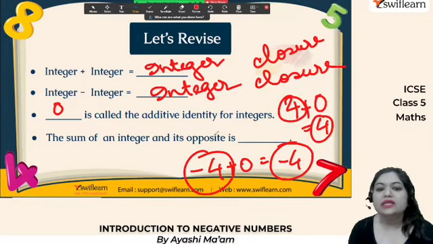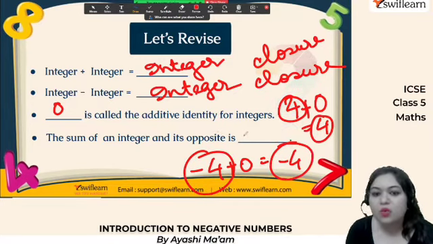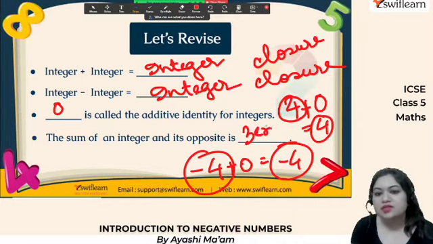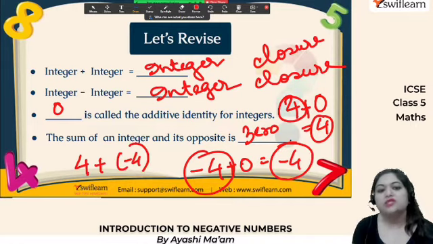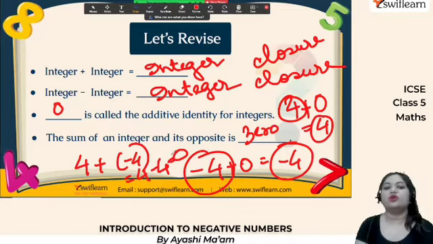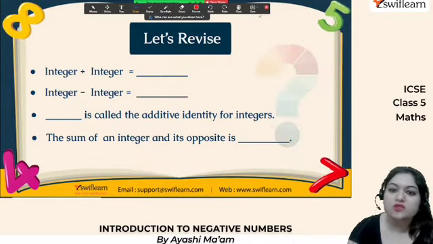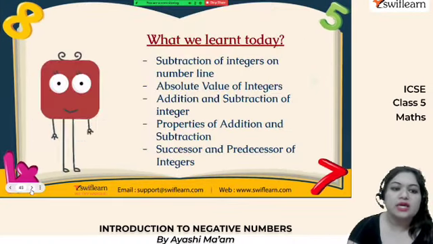The sum of an integer and its opposite is what? What is it? Always it's going to be 0. Take any integer, add it with its opposite, that is -4. Plus 4 and -4, and you will get the answer as 0 only. So the sum of an integer and its opposite is always going to be 0.